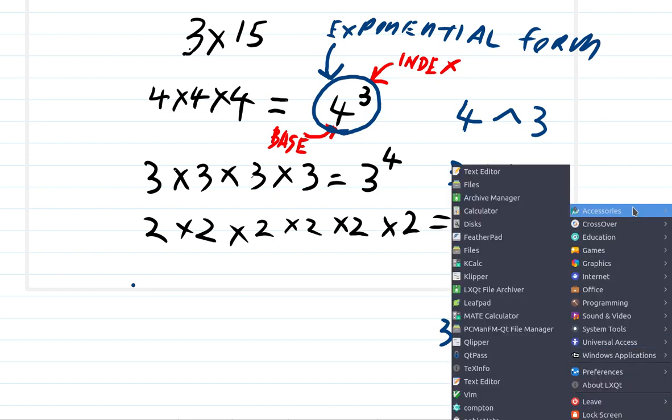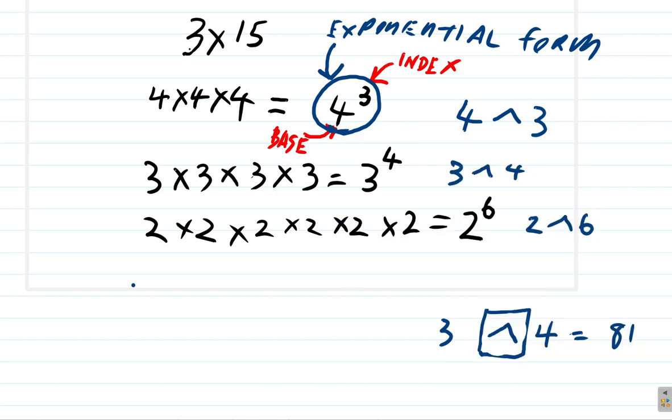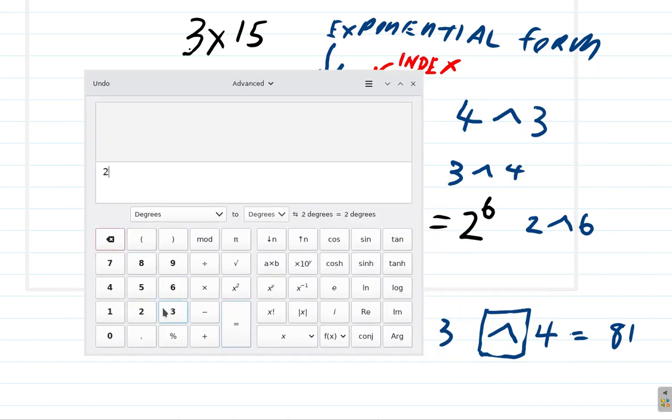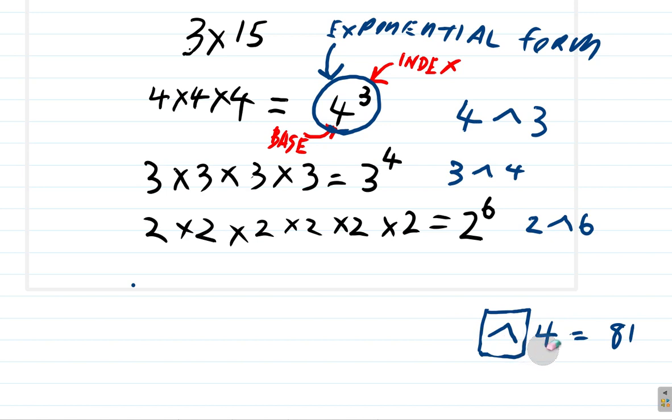And then drawing our calculator again. We have 2 to the power of 6. 2, press x to the y, and we see the caret up here. 6, equals. We get our 64. So that's 64. And we have 2, this, and 6, and equal. And what we have is our 64. Alright, so that's that for now.